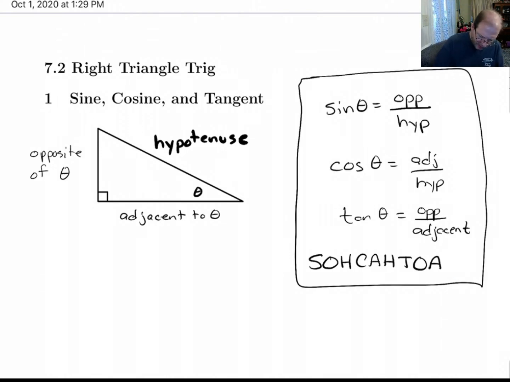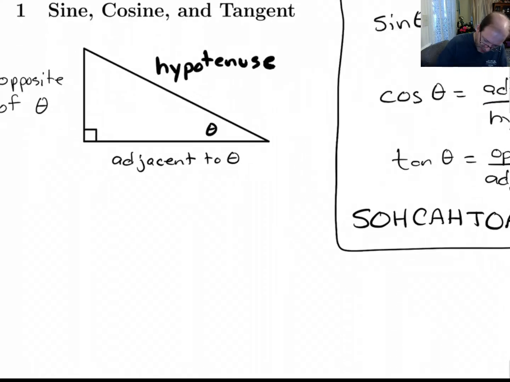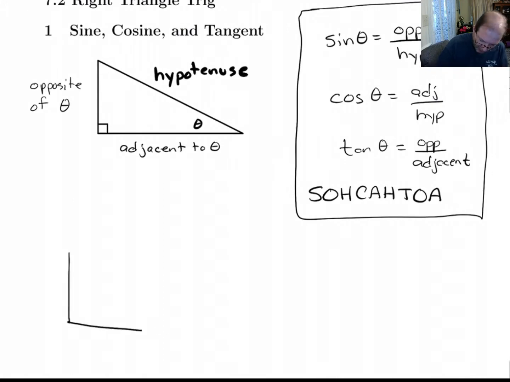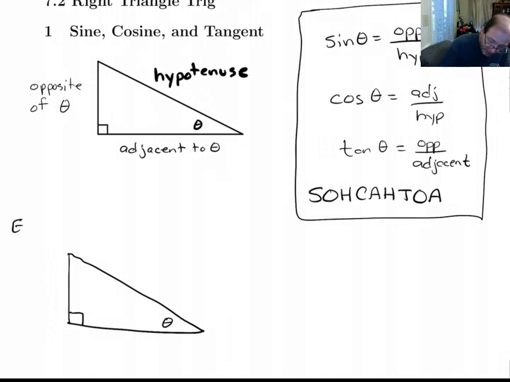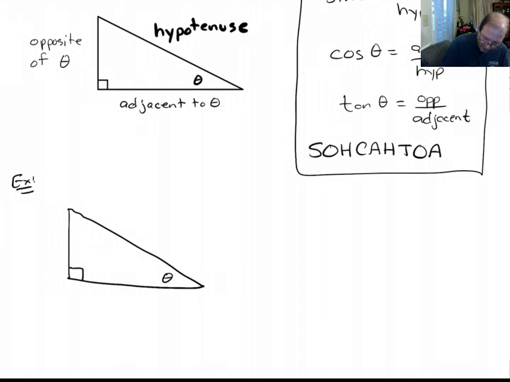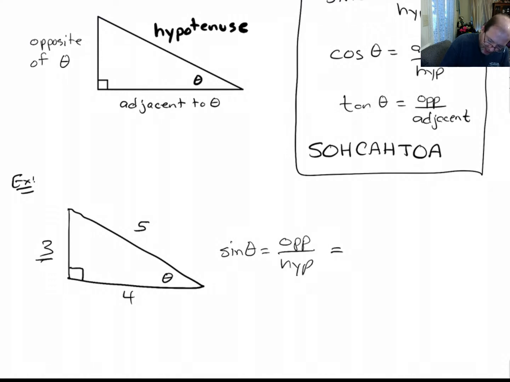All right, let's just look at an example. Suppose we have a triangle, and it looks like this. I'm just going to freehand it in. Let's say that that's our theta, and let's say it's a 3-4-5 triangle. This is 3, this is 4, and this is 5. Then sine of theta is going to be the opposite over hypotenuse. And from theta, the opposite side is 3, the hypotenuse is 5, so the sine is 3/5.